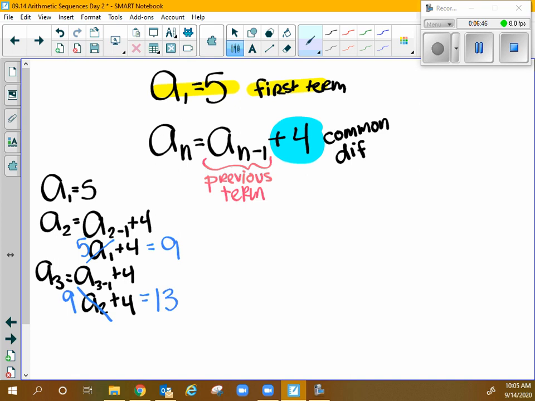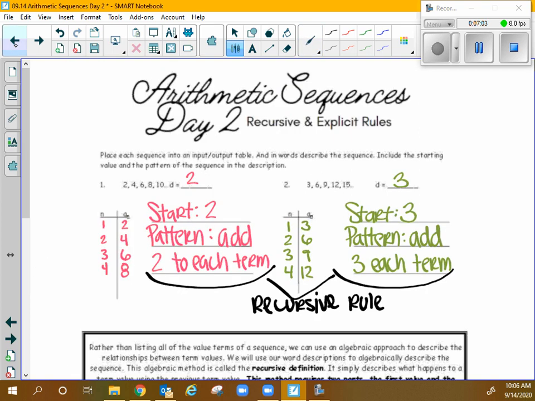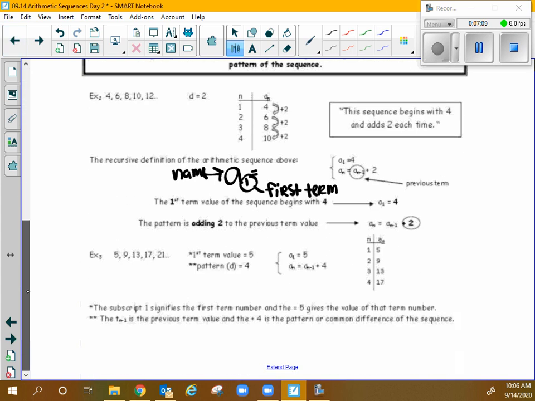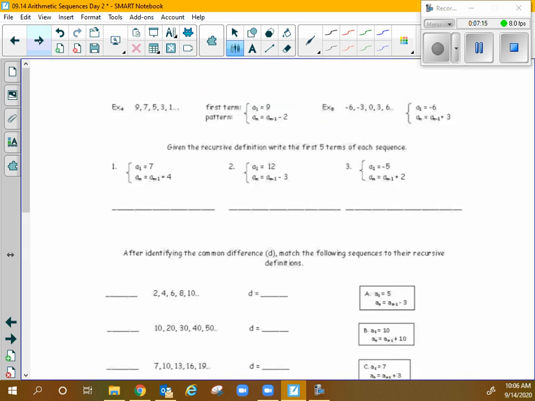Okay? So basically the recursive rule says, what's your first term? And use the previous term, add the common difference to get the next term. And that's how you would build it. Okay? So that's all it's saying. It's just saying this, but in math notation. Okay? So hopefully that took something that looked really weird and made sense of it. So that's your recursive rule.